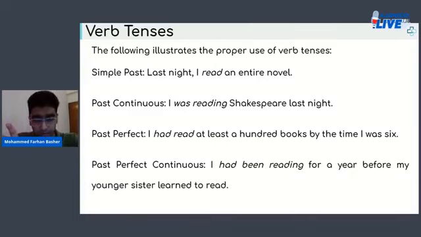Again, two actions. You learned to read and you read, and then your younger sister learned to read, right? So, by the time your younger sister learned to read, you had been reading already. You follow? So, I had been reading for a year. Meaning again, in simpler words, you had been reading for a year, and then after that year, maybe in the following year, your sister learned to read. So you say, I had been reading for a year before my younger sister learned to read.